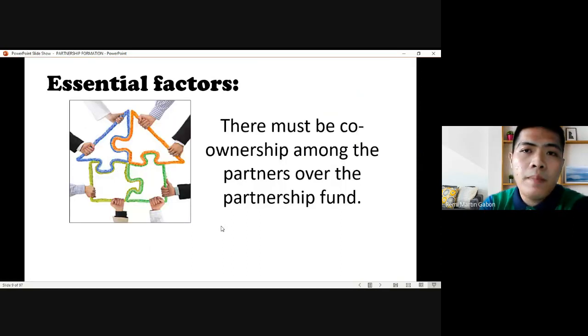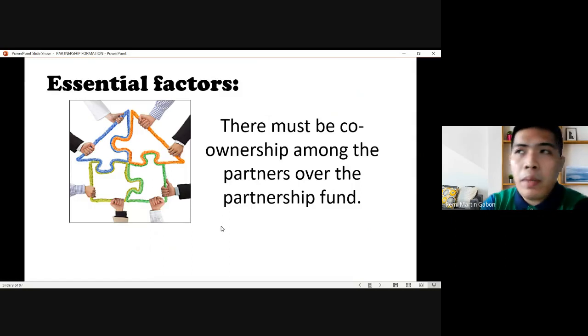Next, there must be co-ownership among the partners over the partnership fund. When we say co-ownership of the partnership funds, we are referring to the investments or contributions of the partners. Meaning, if someone has invested cash, someone has invested a car or other non-cash properties, those properties or that cash is not owned by a specific partner, but is owned by the partners themselves. There is co-ownership over the partnership fund.